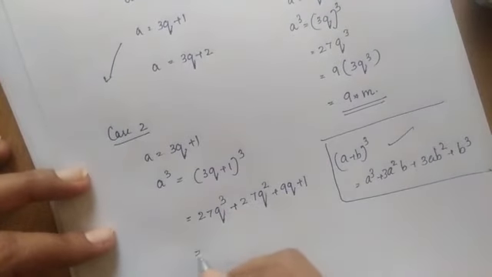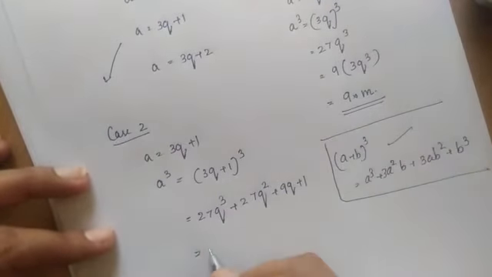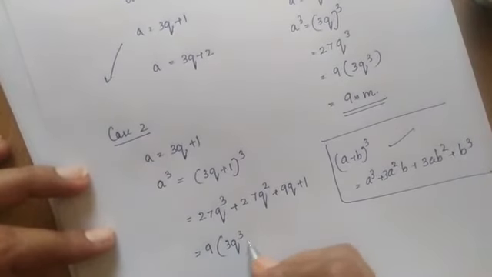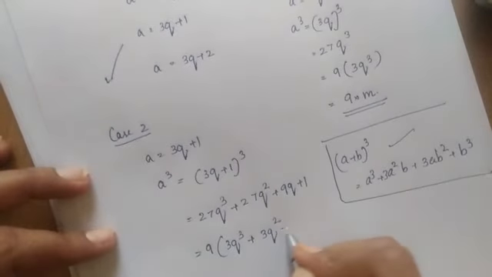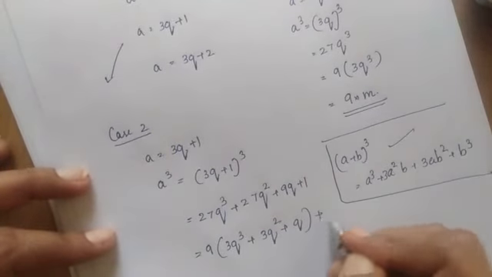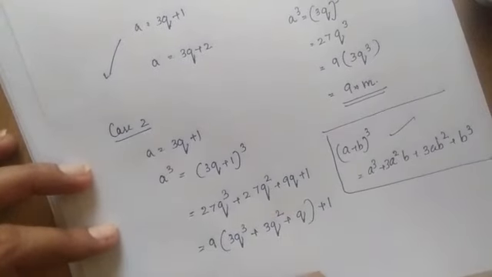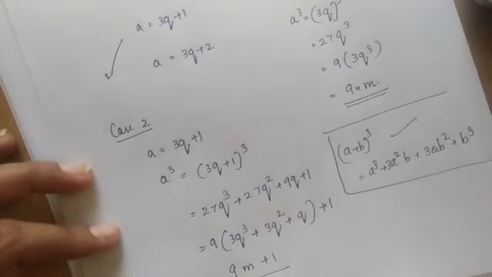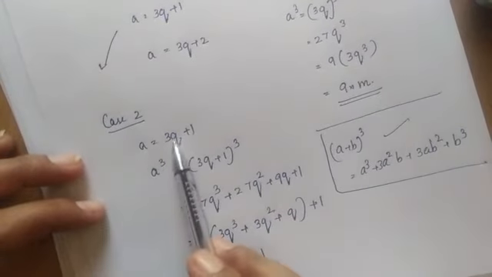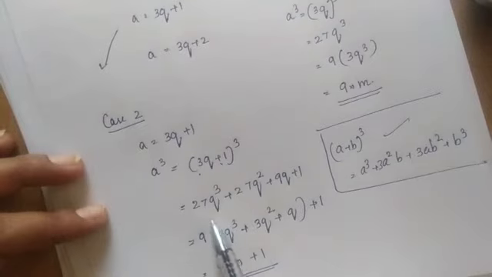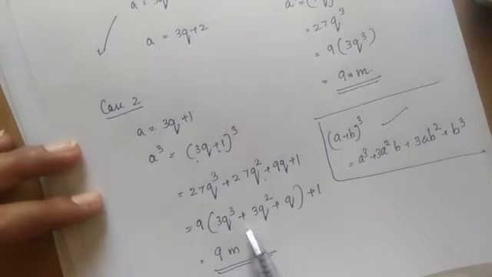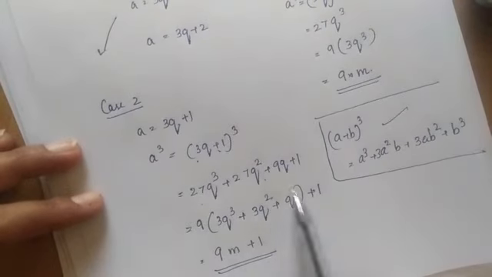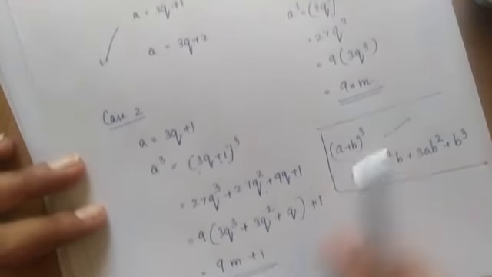You can simplify it: here we take 9 common, so we have 9 into (3q raised to 3 plus 3q square plus q), with the remaining 1 outside the bracket. So we get it as 9m plus 1. Once again, a equal to 3q plus 1, the whole raised to 3. We get this expression with 9 as common from the first 3 terms and the remaining 1 outside the bracket. The bracket term is taken as a constant, 9m plus 1.